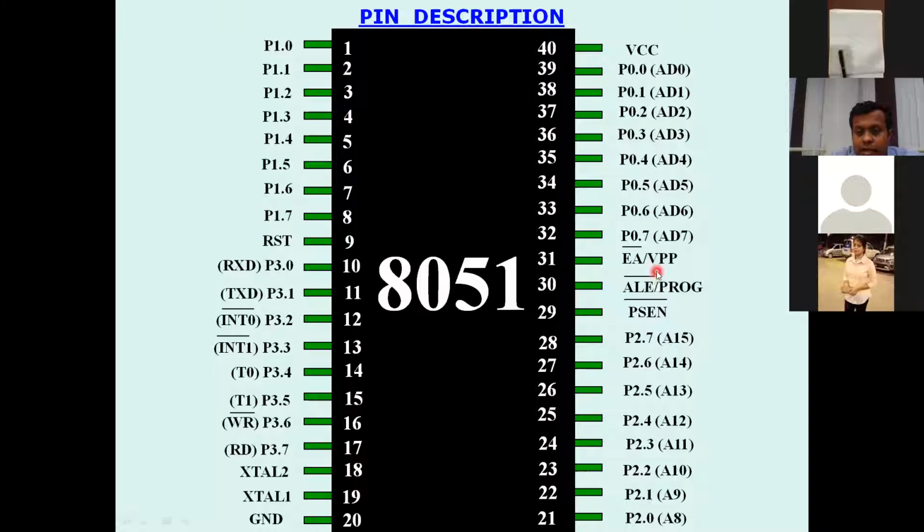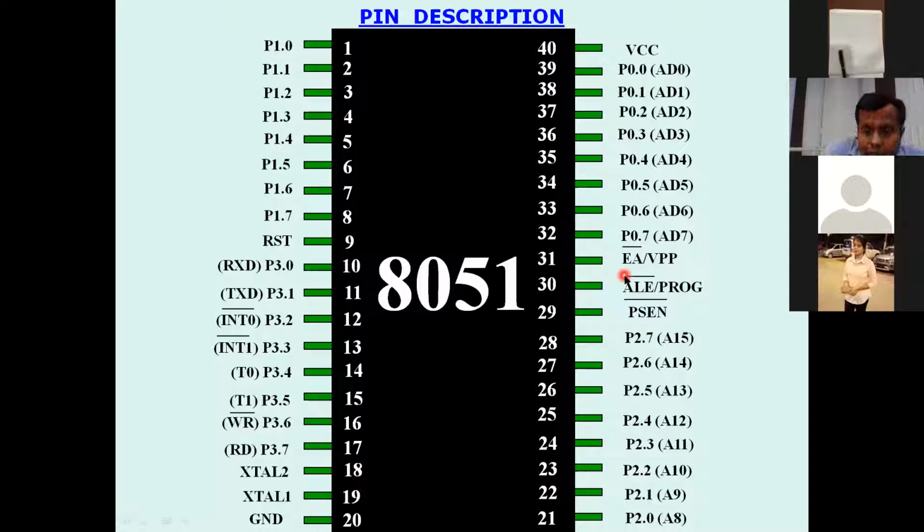Next, pin number 31, EA bar/VPP. Full form of EA bar is external access bar, and VPP is the programming voltage. Next, ALE/PROG. Full form of ALE/PROG is address latch enable/program. PSEN is program store enable. XTAL1 and XTAL2 are connected with a crystal, ground is connected with ground, and VCC is connected with plus 5 volt.